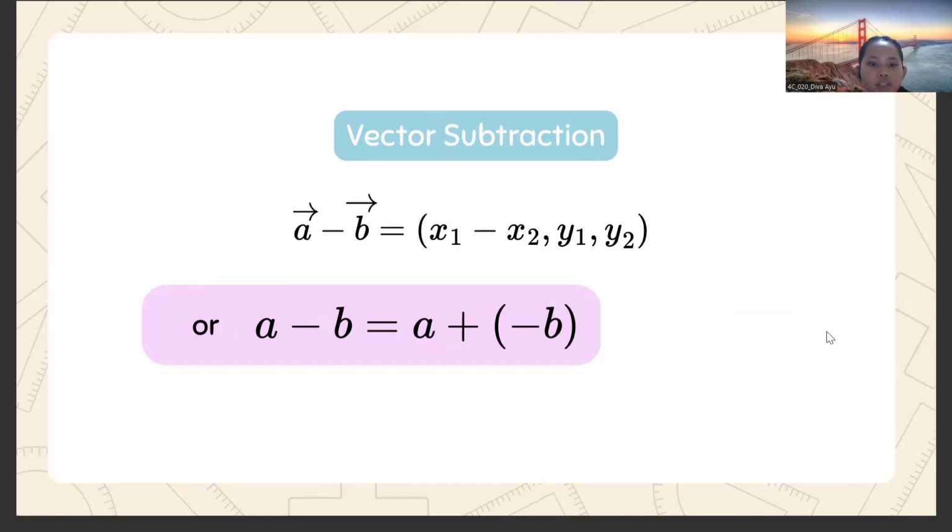Next is vector subtraction. Subtraction of vectors is similar to addition. The only difference is that we subtract the corresponding components instead of adding them. Another way to think about vector subtraction is by adding the negative of a vector. This operation helps us determine the relative position or displacement between two objects.